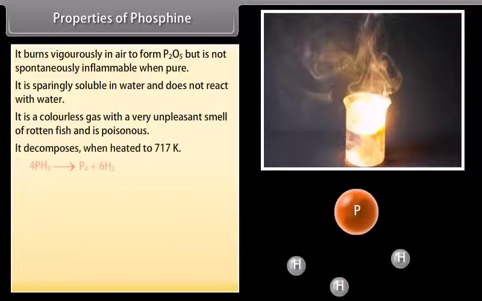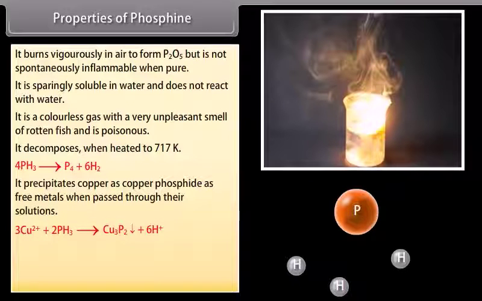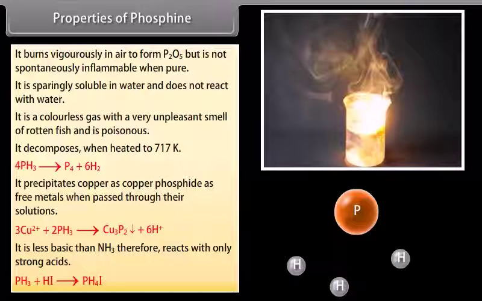It decomposes when heated to 717 Kelvin. It precipitates copper as copper phosphide, and other free metals, when passed through their solutions. It is less basic than NH3, therefore it reacts only with strong acids.